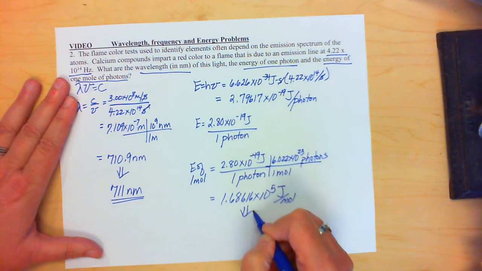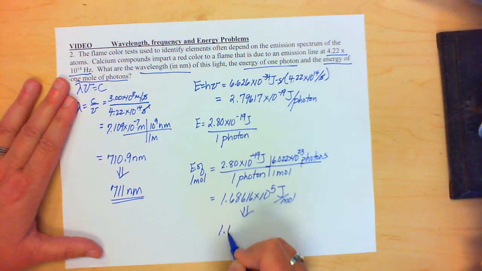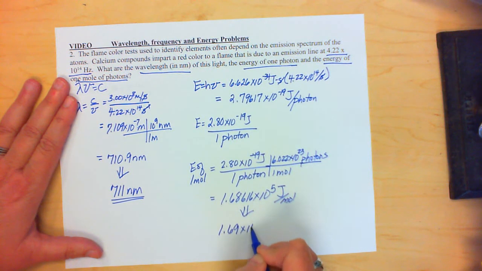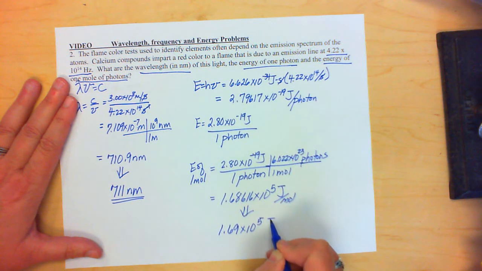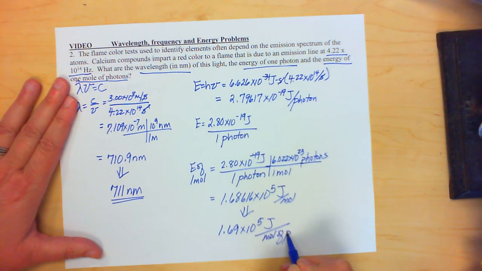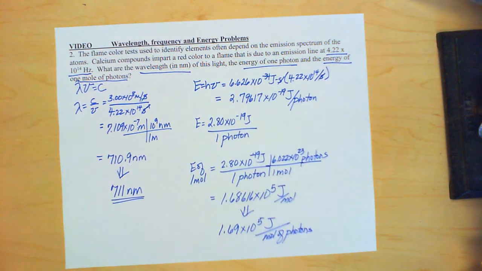Again, 3 significant figures, so we end up with 1.69 times 10 to the 5th joules of energy per 1 mole of photons. This is problem 2 on wavelength, frequency, and energy.